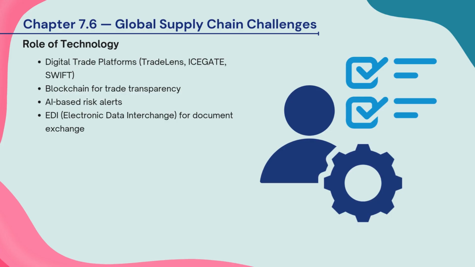This slide highlights how technology strengthens global supply chains. Digital trade platforms like Tradalens and IceGate speed up documentation. Blockchain improves transparency, AI provides early risk alerts, and EDI enables seamless document exchange. Together, these tools make supply chains faster, safer, and more efficient.